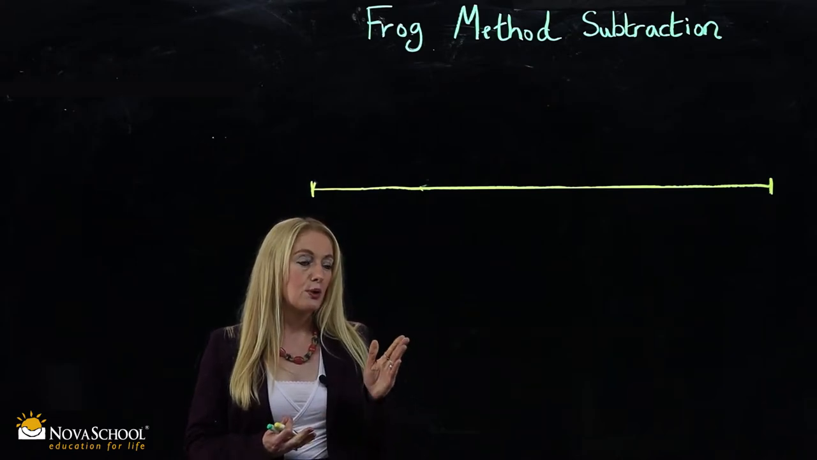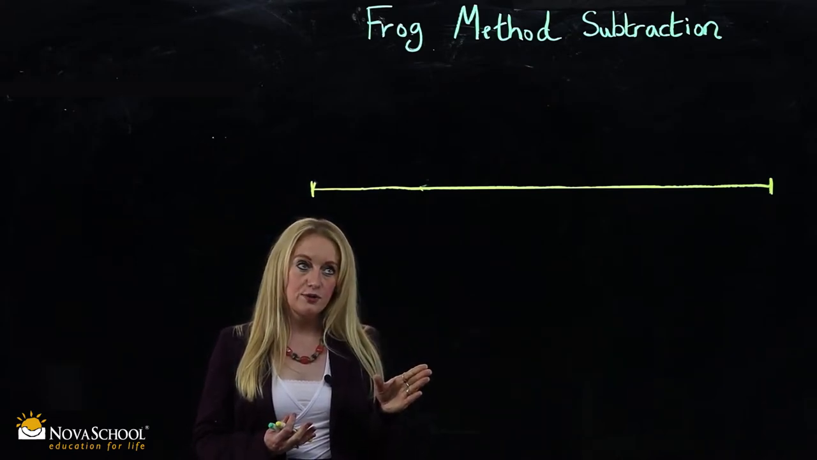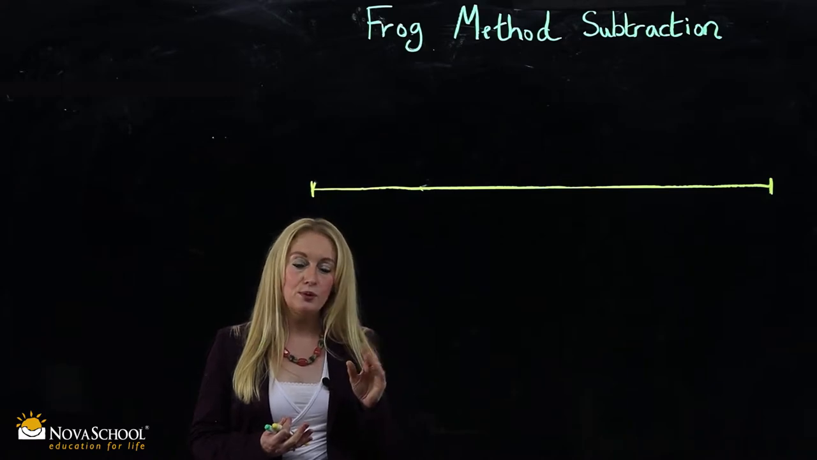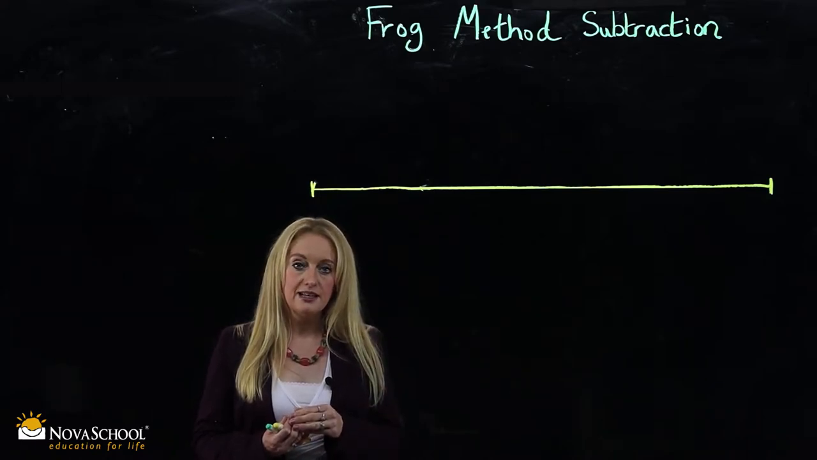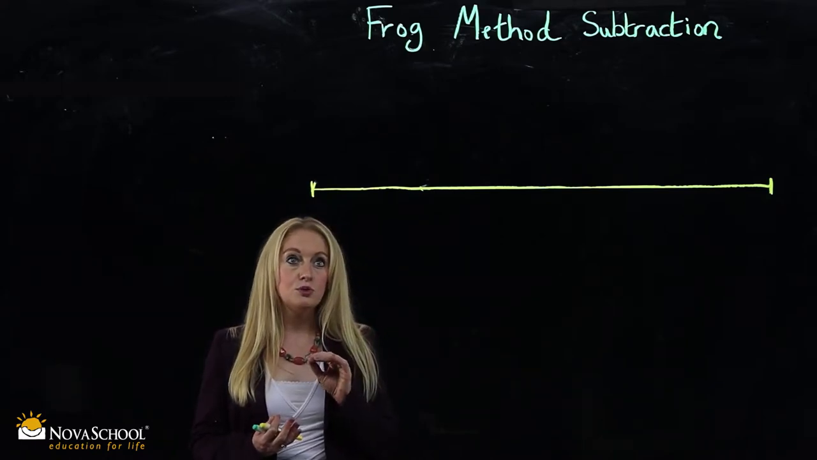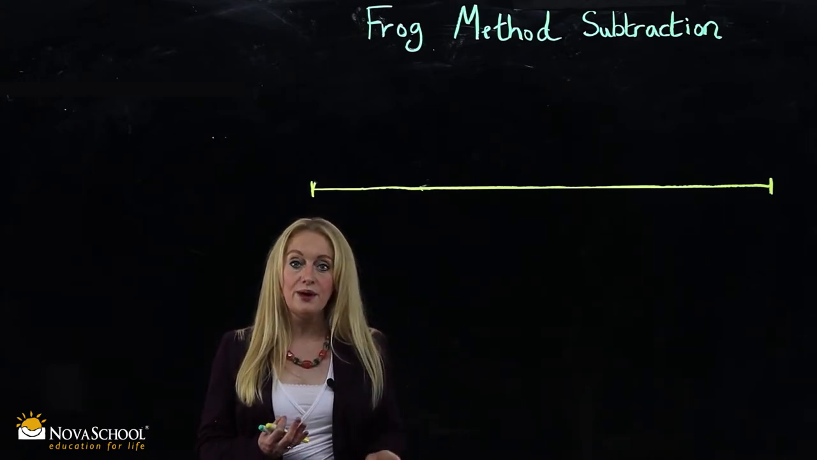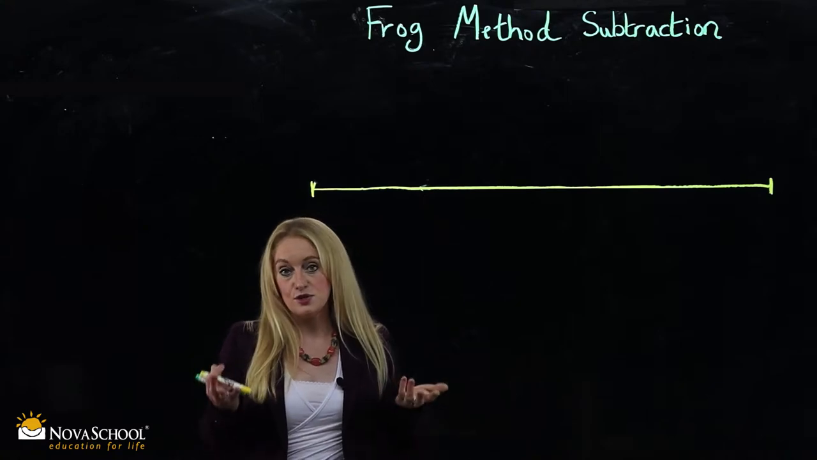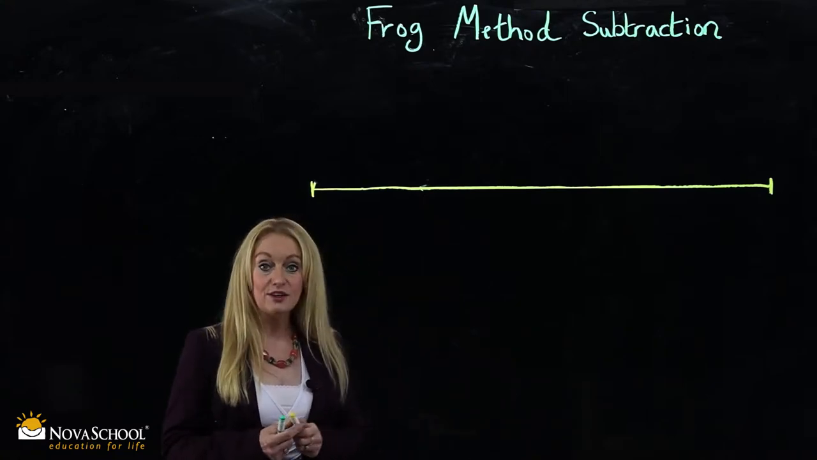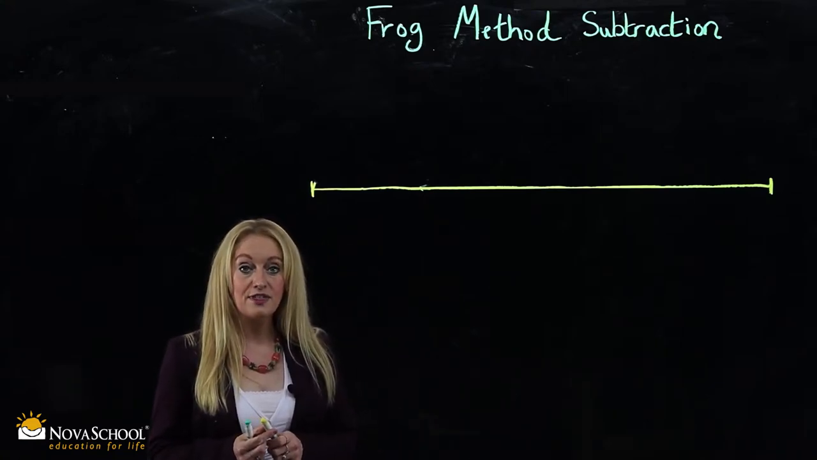Okay, so we're going to pop the question on the screen, and then I'm going to show you how we explain it to the children, to our students, how we do the frog method jumps. Okay, so the frog is jumping and counting up. So that's basically what the whole idea is to teach this method for subtraction.